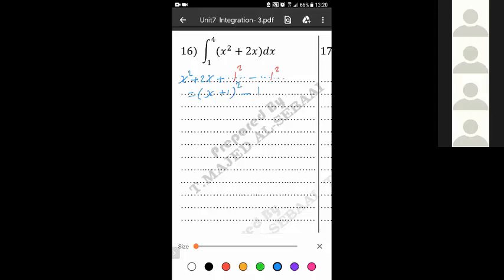Now my function is written this way. What is the difference? In this function, we have two x's. But in this, I have only one x, which I can start from. You understand? Now I have only one x, so I can solve it. I will say x is between 4 and 1.